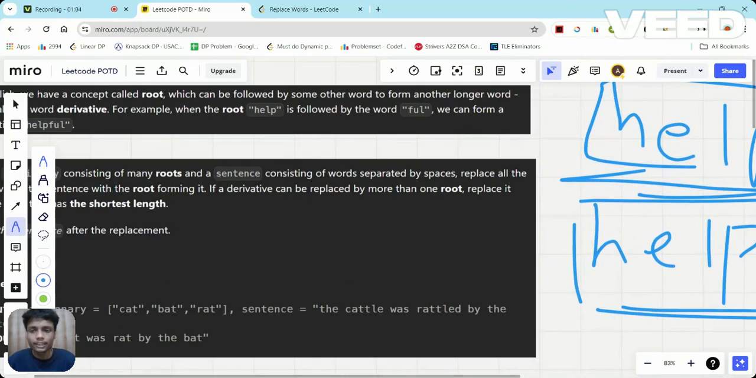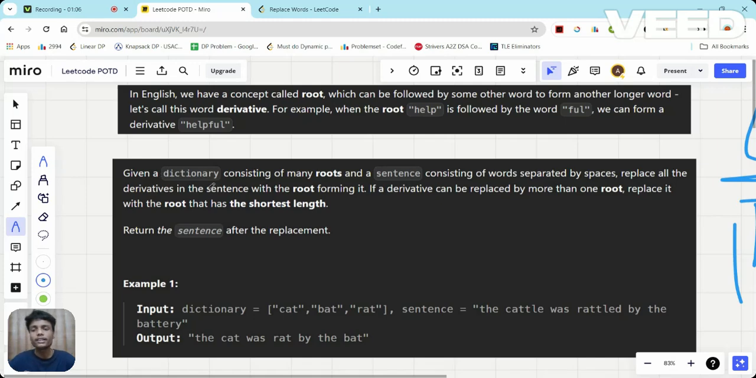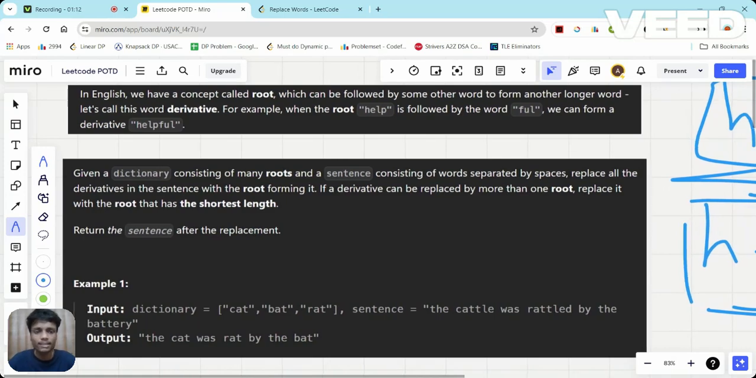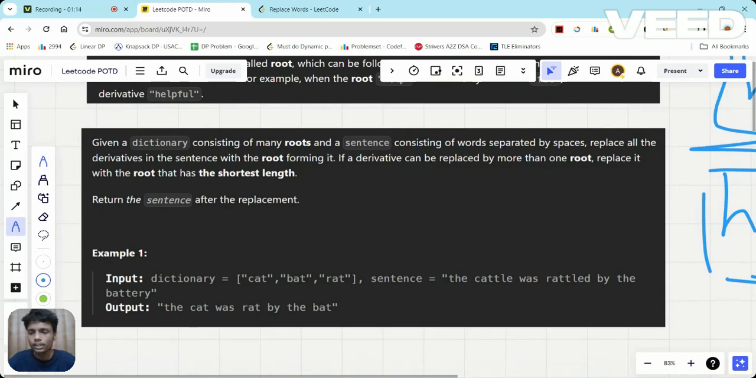Now let's take the statement further. We are given a dictionary consisting of many roots, okay, and a sentence consisting of other words separated by spaces. Replace all the derivatives in the sentence with the root forming it. If a derivative can be replaced by more than one root, replace it with the shortest root.